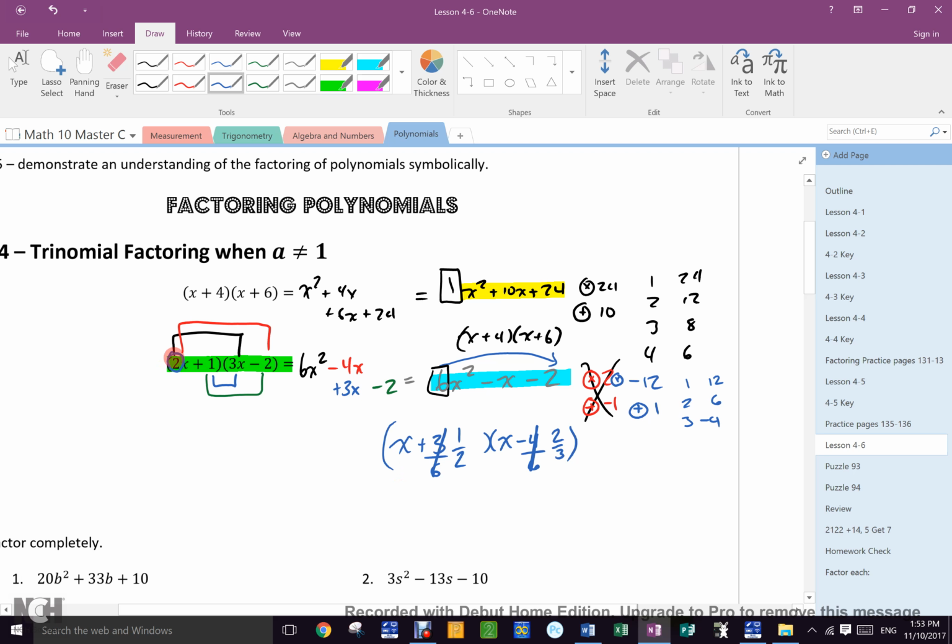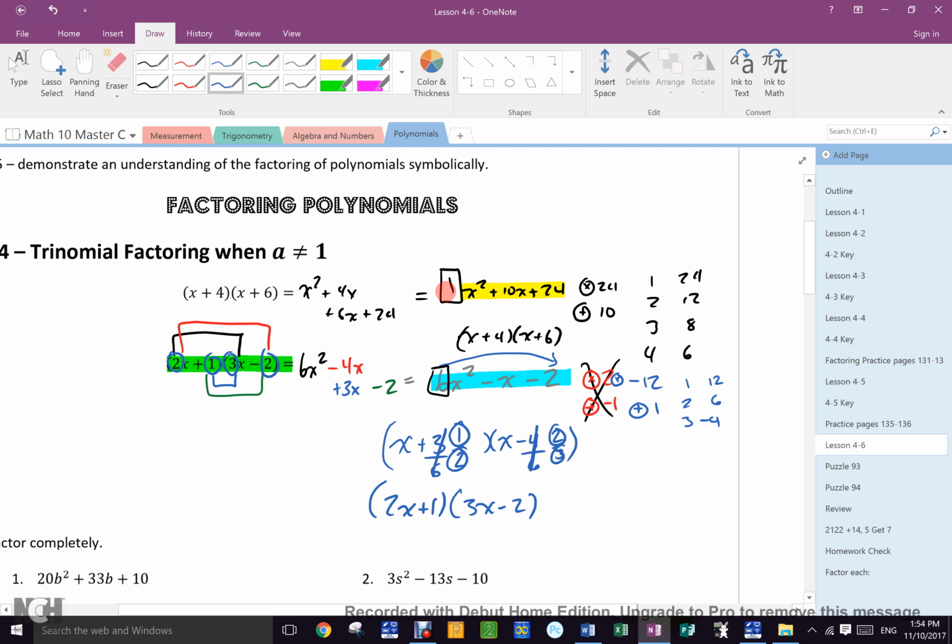Now, please notice something. What do you see there? 2x plus 1. 3x minus 2. And you're factoring when you've got a number out in front instead of nothing.